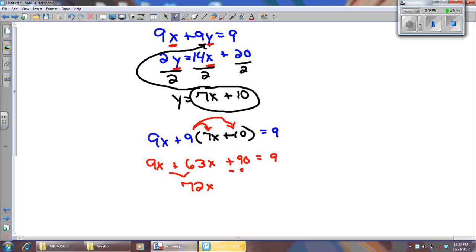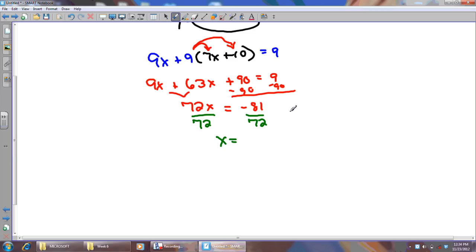And then I'm also going to subtract 90 from both sides. And when I do that, I'm going to get 72x is going to equal negative 81. I'm going to divide both sides by 72. It's getting ugly. That's okay. It's working out fine. I know that 9 goes into both of these. I'm going to divide them both by 9. I'm going to get negative 9 over 8, negative 9/8.